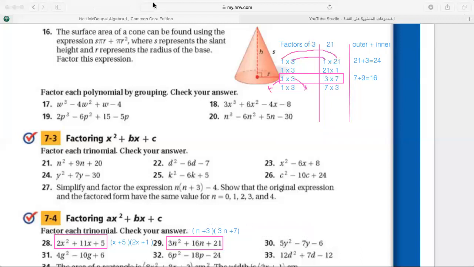Where is Mice? Mice, why are you not interacting today? Okay. Let's solve this one.